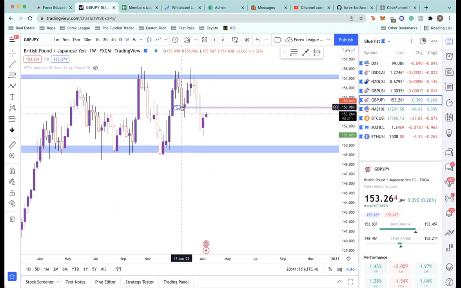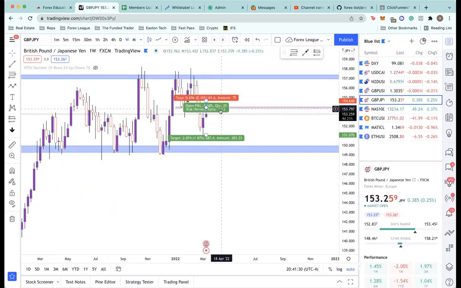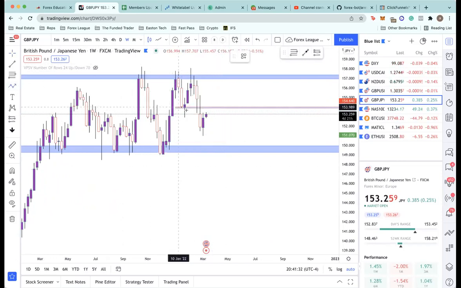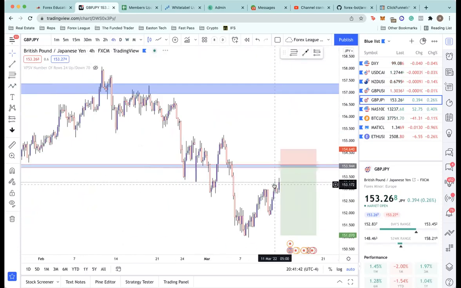Nice break of support. After we rejected this high, we got in on a bunch of trades every time it hit this level, just because we had the level marked. Now we're looking for the retest of the support turned into resistance, and we're looking for price to do this, right? We're in a downtrend. We broke support right here, and we're on our way to our lower level right now.